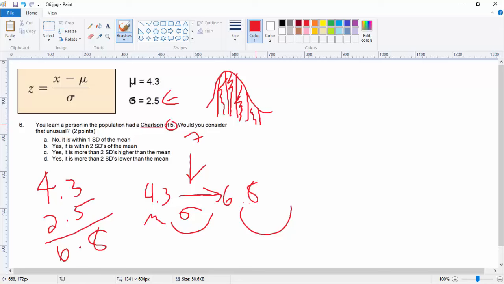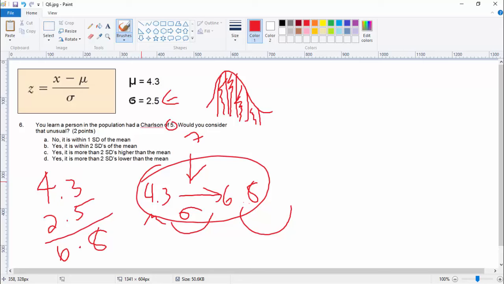So now that I've scribbled all over the screen, let's go back to the question. You learn a person in the population has a Charlson of 5, which we determined was really close in the middle humpy part. Would you consider that unusual? Now you see that since it's in the middle humpy part, it's actually common. That's what they mean: would you expect to see that? So let's go try to answer the question. We have the choice between A, B, C, and D.